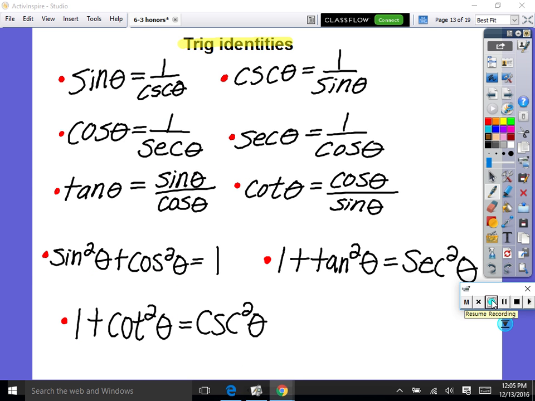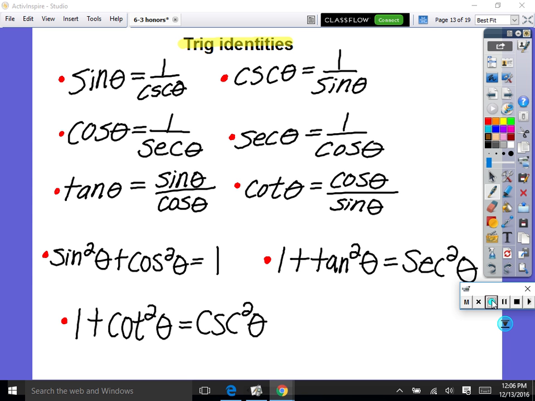You're writing them down. I'm just going to explain what they are. Trig identities are just things that are equal to something. So you can rewrite sine as 1 over cosecant. You could rewrite cosine as 1 over secant. You could rewrite tangent as sine over cosine. Same thing, or vice versa. Either way, cosecant of theta is 1 over sine.